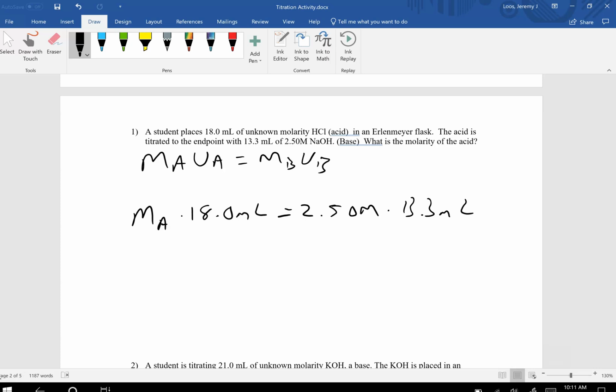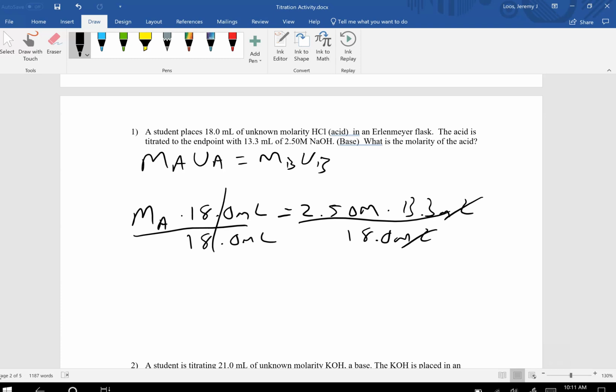So from there, I'm going to solve for molarity of acid. Molarity of acid is being multiplied by 18 milliliters. So let's divide both sides of the equation by 18 milliliters to get molarity of acid by itself. The milliliter unit is going to cancel out right here. It's going to leave me with a molarity, which is what I want. And this cancels out over here.